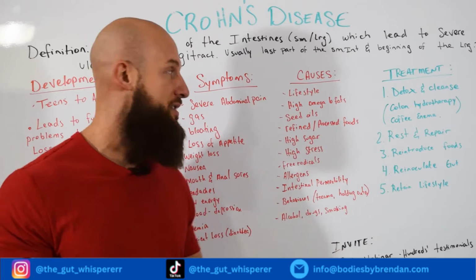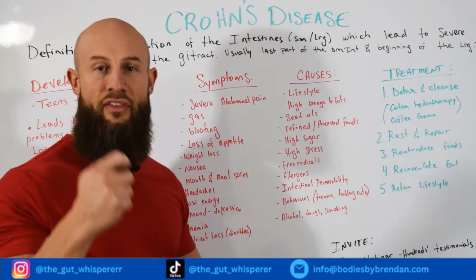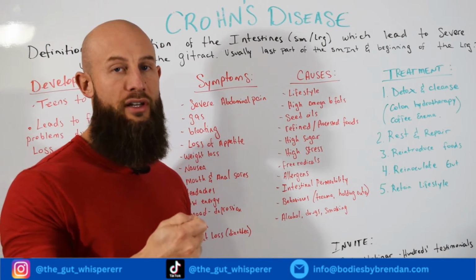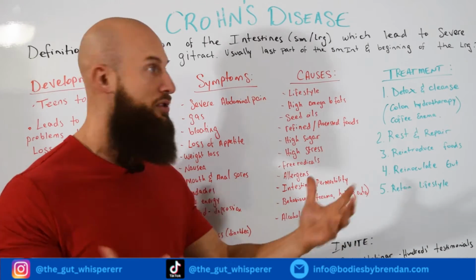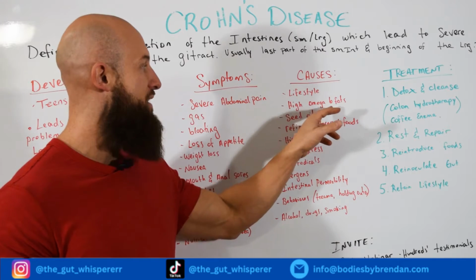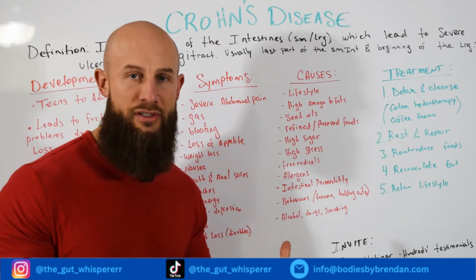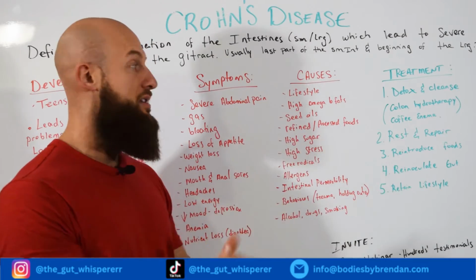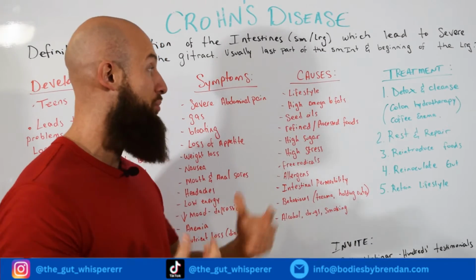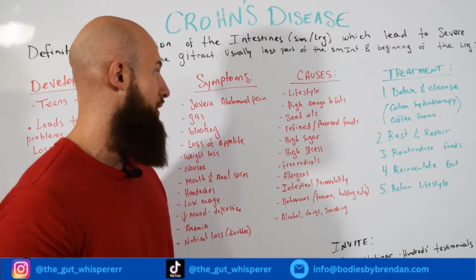Causes. Let's talk about causes. First and foremost, lifestyle. What's on the end of your fork is going to be a major culprit to the development and the ongoing pathology of Crohn's disease. High omega fats and seed oils are highly inflammatory, and the body does not do well with them. So we really need to decrease all of those inflammatory oils and processed oils and hydrogenated oils.